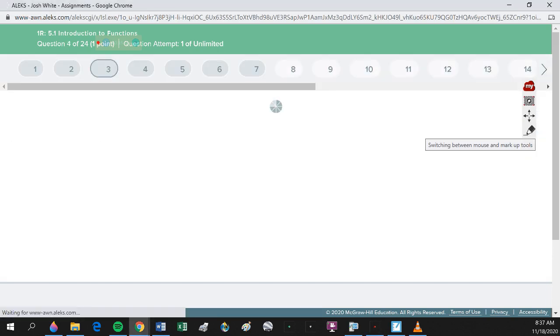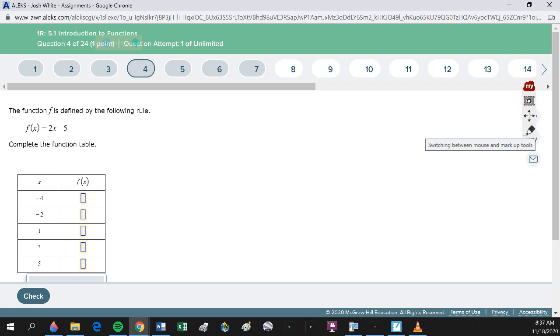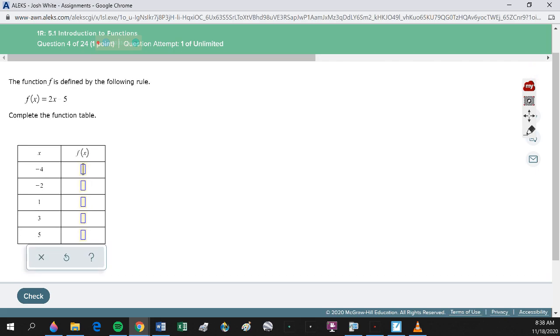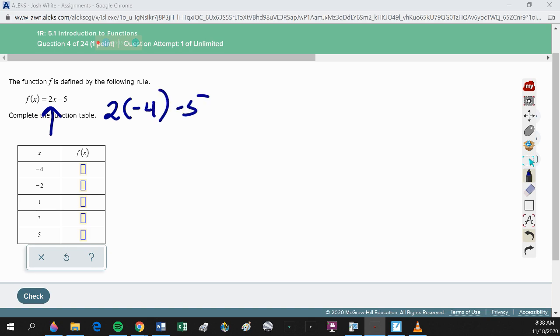All right, number 4. X is domain. Okay. What is this asking you to do? So it wants to know, if you say -4, what does the function say? So we put -4 in there. 2 times -4 minus 5. That's -8 minus 5 is -13.